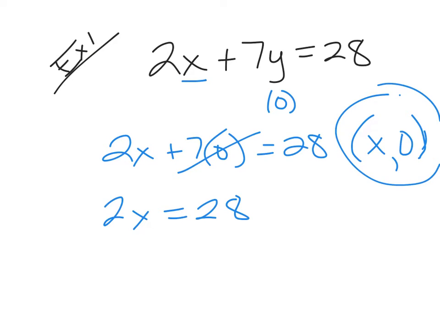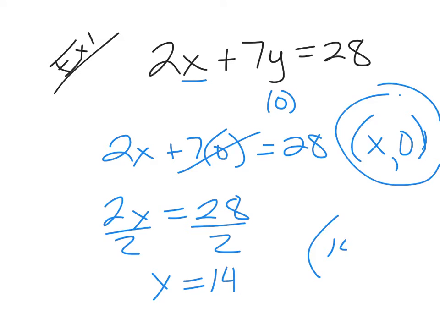Now how do I get the x by itself? Divide by 2. So x equals what? 14. So to write this as a coordinate, it'd be (14, 0), because the y we set as 0. Remember, this is x and this is y. Okay, so that's one intercept. We have the x-intercept now. So let's go solve the y-intercept.